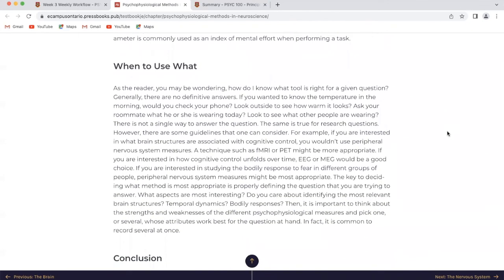When to use what? As a reader, you may be wondering, how do I know what tool is right for a given question? Generally, there are no definitive answers. If you wanted to know the temperature in the morning, would you check your phone? Look outside to see how warm it looks? Ask your roommate what he or she is wearing today? Look to see what other people are wearing. There's not a single way to answer the question. The same is true for research questions. However, there are some guidelines that one can consider.